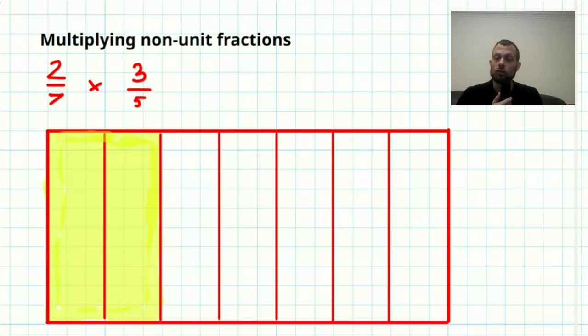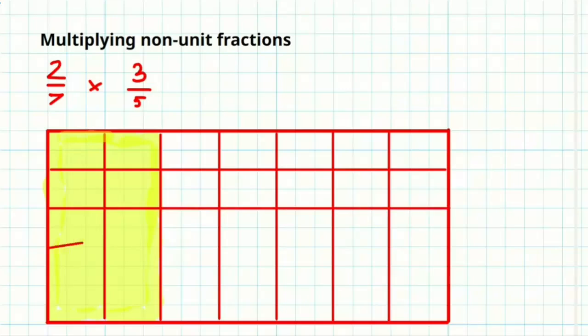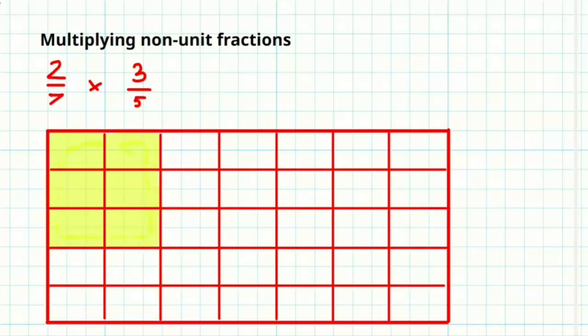3/5 we're going to do horizontally. Now if we put in horizontal lines to divide this into fifths, we'll split each one of those sevenths into 5 equal parts. So that it'll look like this. And we've got to think how many of these parts we're going to end up with. Well, on the columns, we've got 2/7, and on the rows, we've got 3/5. So that highlighted region is our answer.